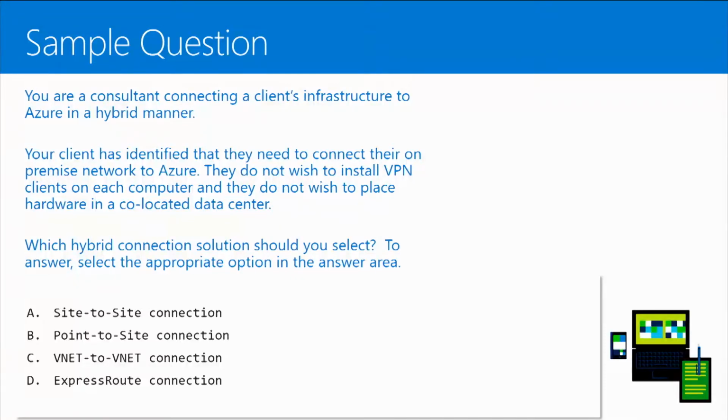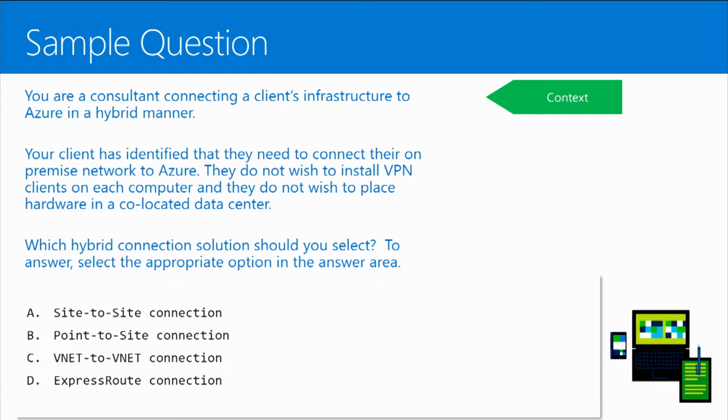Let's look at a sample question. With each sample question, I'm going to identify 3 different parts that are going to be useful to you. And these are the same composition you'll see for questions in the Azure certification exam. We're going to start with the business context. You're a consultant connecting a client's infrastructure to Azure in a hybrid manner.